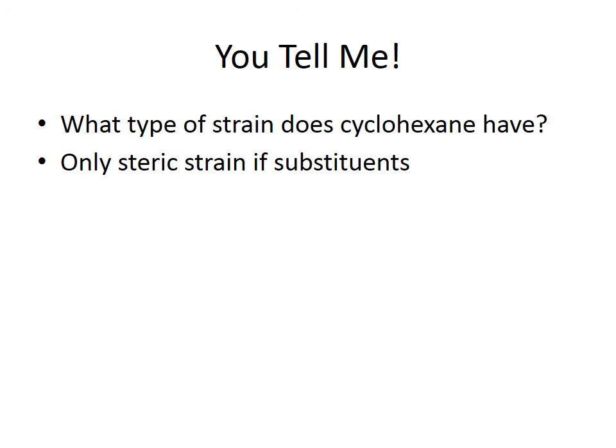Okay, so now you tell me, what kind of strain does cyclohexane have? The only kind of strain that you're going to see is no angle strain, no torsional strain. When it's in the chair position, the only kind of strain that you're going to have is the strain of substituents, and we're going to go through that in great detail in another lecture.